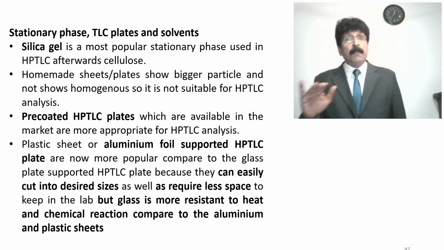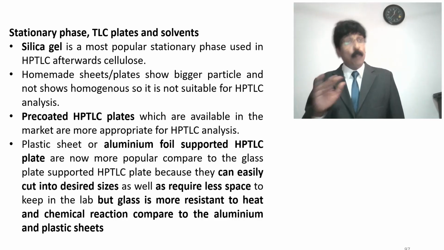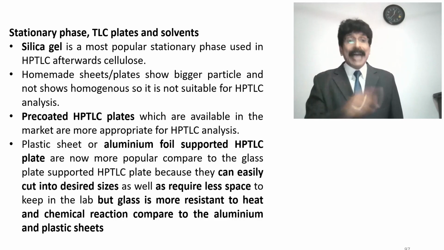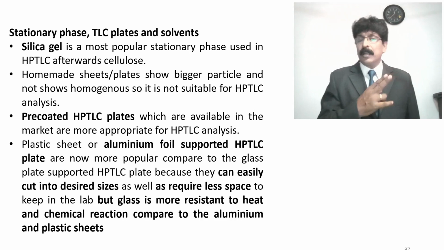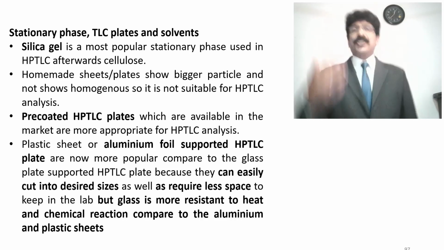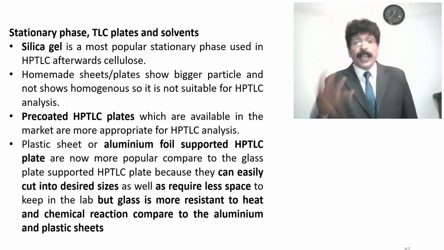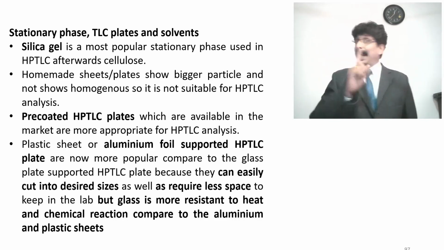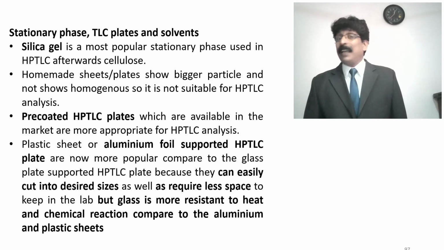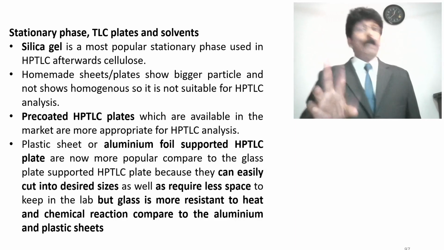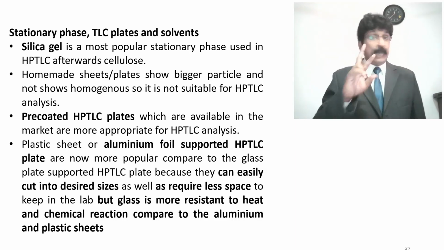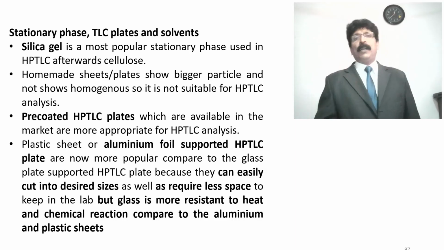Aluminium foil supported HPTLC plates are now more popular compared to glass plates, because they are very easily cut into the desirable size, and they require less space to accommodate and keep in the lab. But glass is more resistant to certain chemicals, heat and chemical reaction compared to aluminium and plastic sheets. So there is an advantage when you are using glass, and a disadvantage is also there.